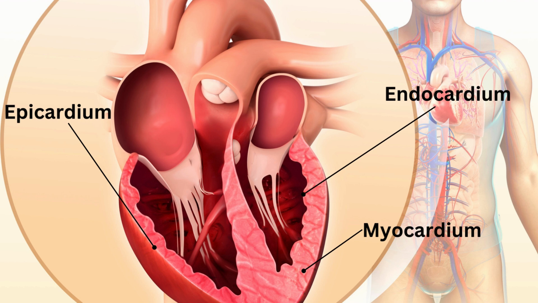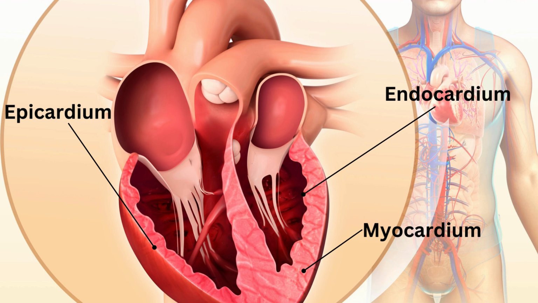The outermost layer is the epicardium. It provides a protective layer and contains blood vessels that supply the heart. The middle layer is the myocardium, made up of cardiac muscle tissue. This is the thickest layer and is responsible for the heart's powerful contractions that pump blood throughout the body.